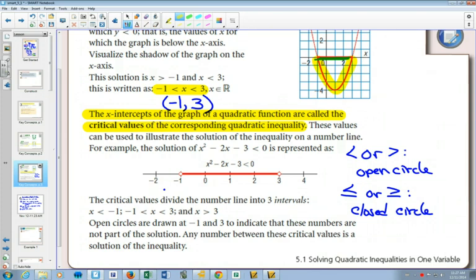And the reason they're critical is they're where the y values change from positive to negative. And that's important for an inequality because you're often, when you make it equal to 0, you either want to find out where it's bigger than or equal to 0 or less than or equal to 0. So you're looking for those points where it changes from being positive to negative. So that's why we call them critical values.